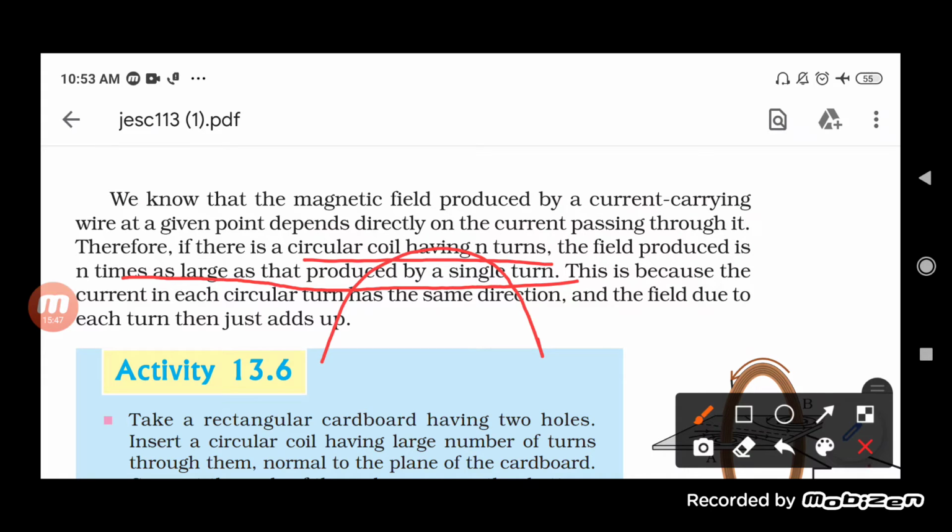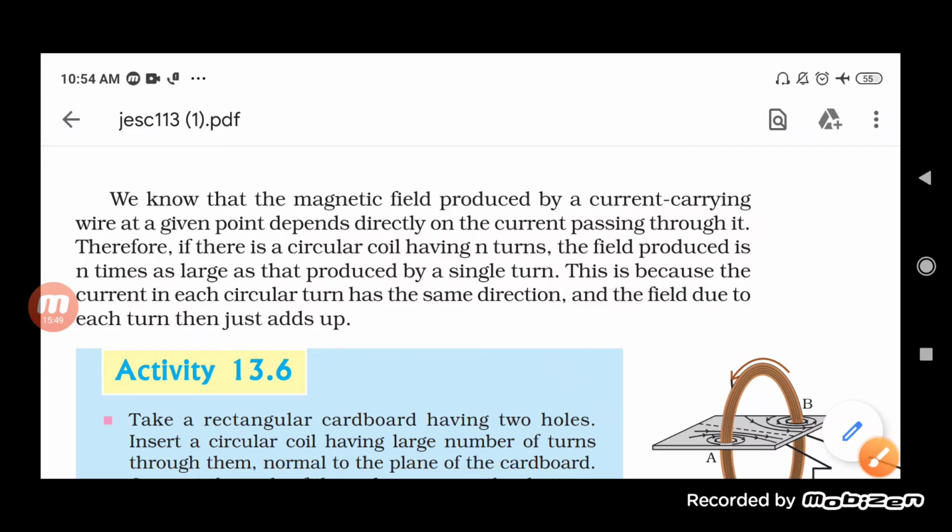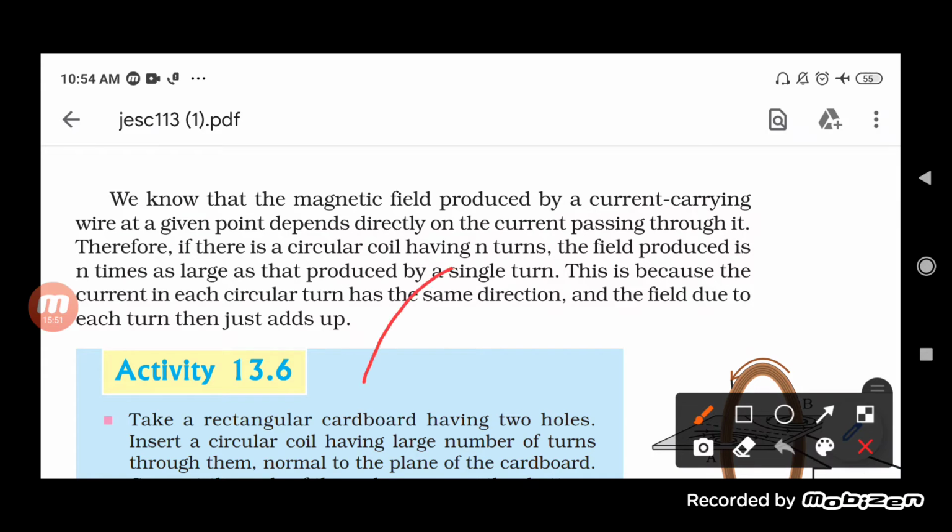Now, see here, suppose a single coil is there. The magnetic field line of the circular coil will be like this much only. Now, there is another coiling, another wire coiled together, or another turn. Then what happens? This will also form a concentric circle around it, and this concentric circle is actually the magnetic field.